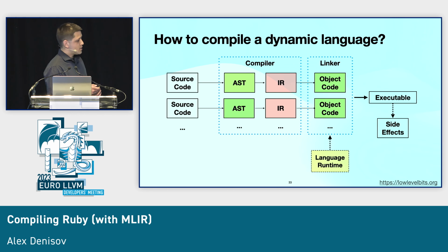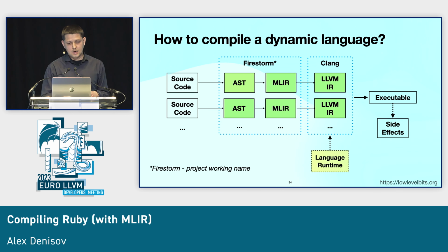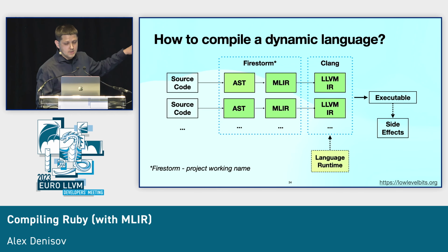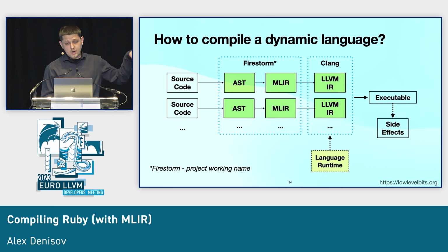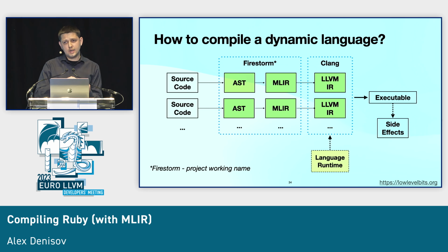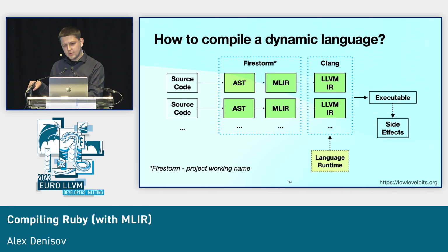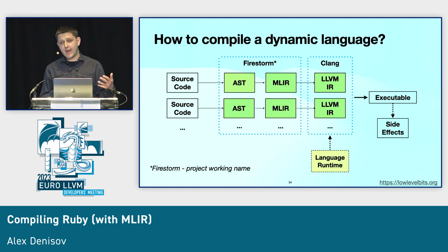So again, this picture now looks like this. Firestorm is the working name of this Ruby compiler. I'm using my compiler to produce MLIR, then I lower it to LLVM, and then I use Clang to compile it all together or link it into a single executable.